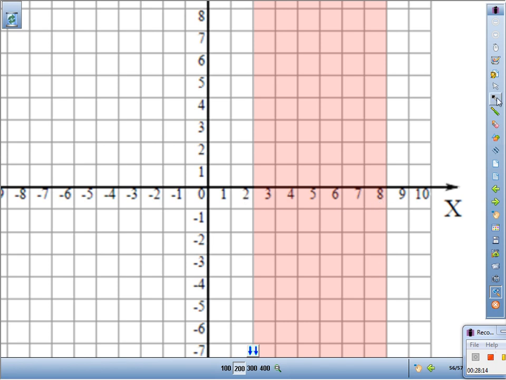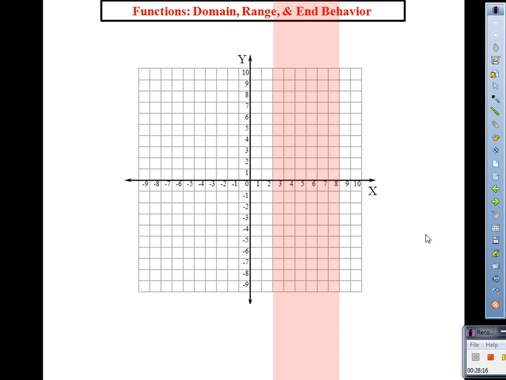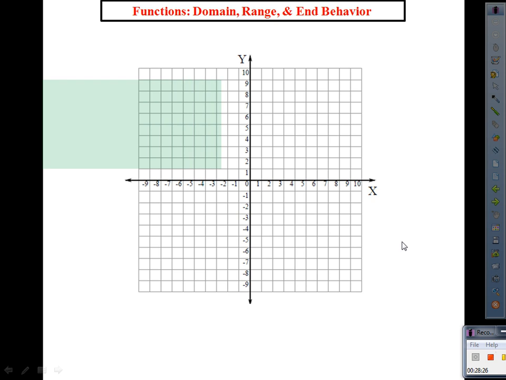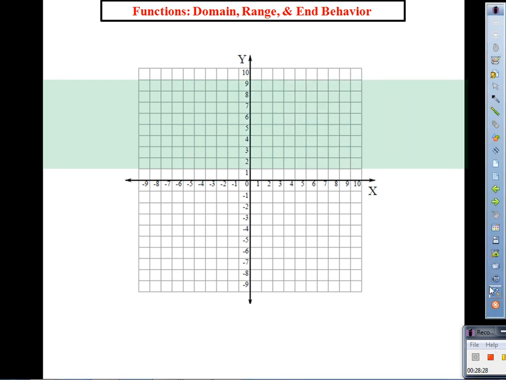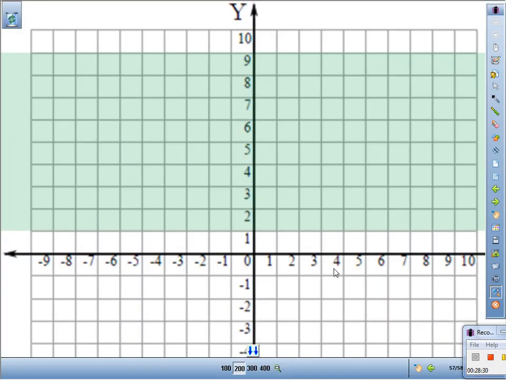That's what we mean about focusing on the domain. I'm going to do that again. Look at this one. Between what two numbers does it focus on? -3 and 3. And so on and so forth. For the range, same thing, but now we go like this. Between what two numbers does the range focus on? 1 and 9. All right.